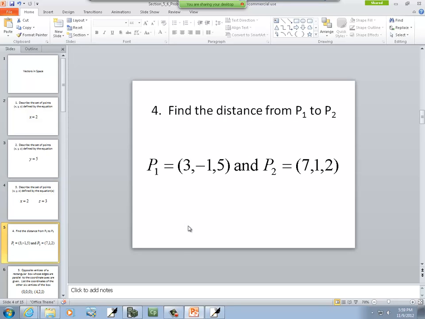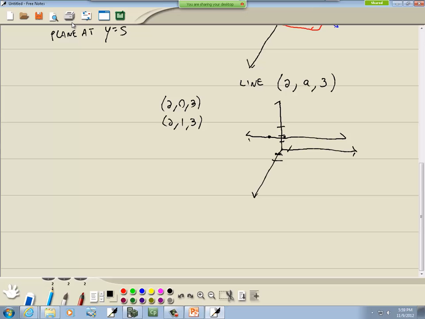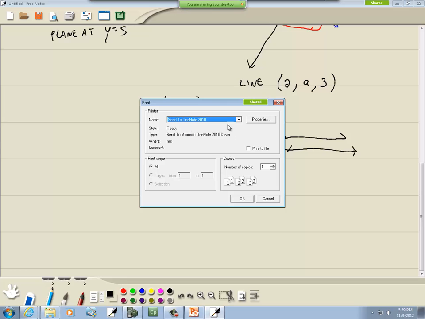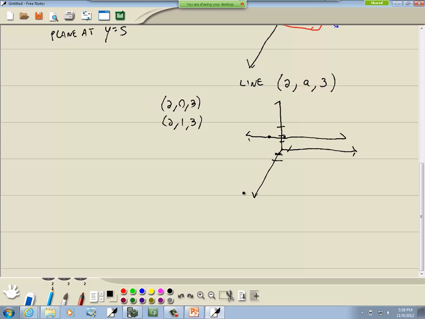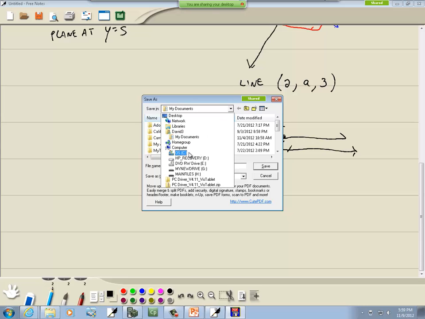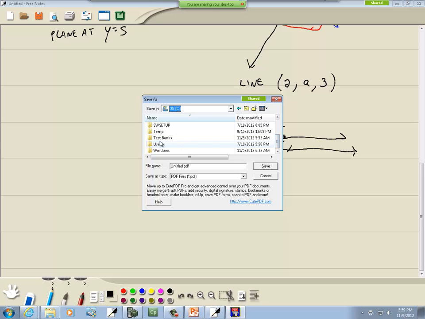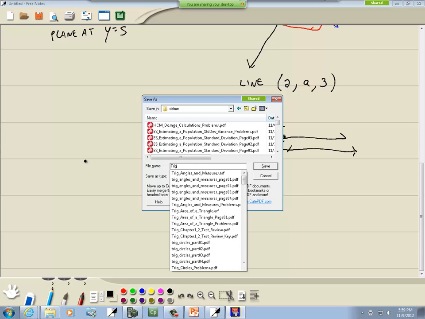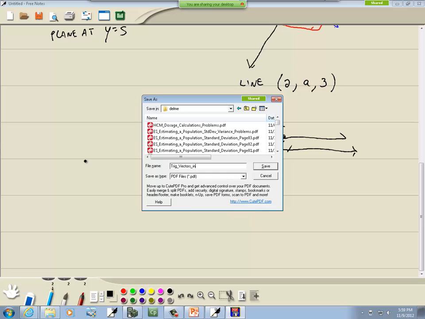Next problem deals with the distance formula. So let me save this page actually. Vectors in space. And I'll choose C drive, temp. There we go. And trig, vectors in space. Page 1.